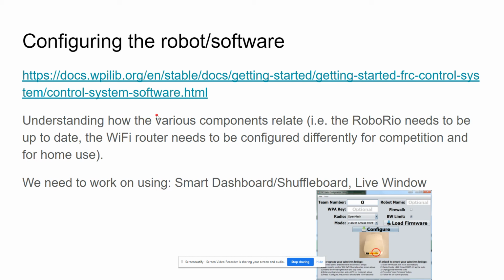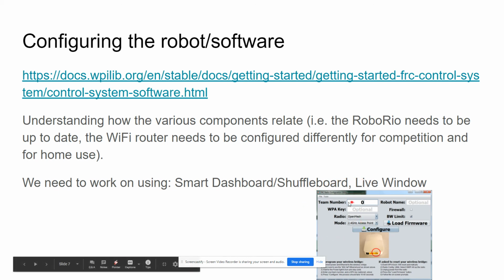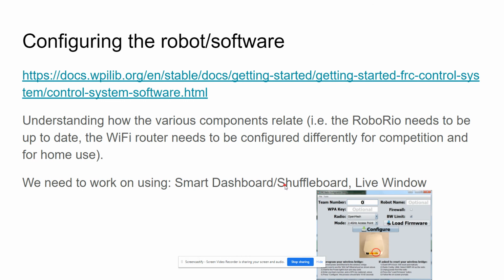So it's being able to understand how to set up the RoboRio so that it's up to date. The Wi-Fi router needs to be configured differently. I cannot tell you how many times I myself and other teams come back from competition, they go to use the robot, and they can't. And it's just simple. They need to configure their Wi-Fi router so that it will work, because it gets set up for competition mode, and that's different from when you're at home. So it's making sure that you understand those things.